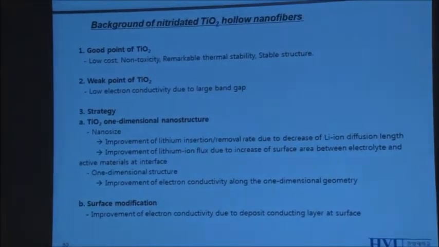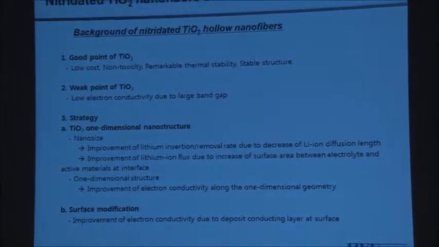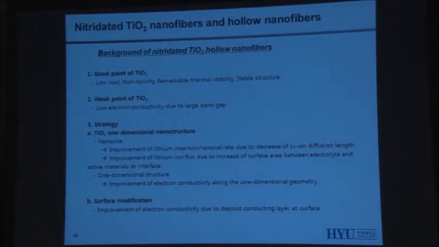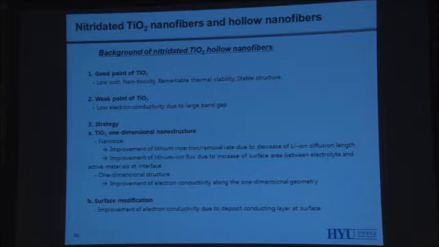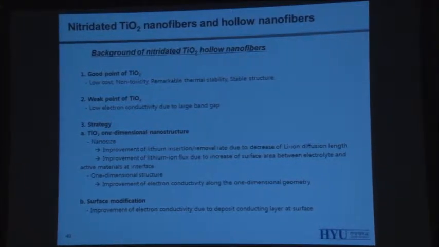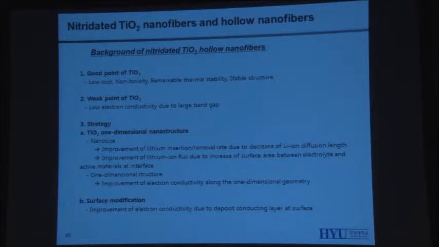And the third one is the TiO2 studies I will be showing you. Many people have tried to use titanium oxide as an anode material because it has very good stability. But the weak point of it is that it has a much larger band gap, so it has very low electron conductivity. To improve this electron conductivity, we use two strategies, two tactics, to overcome this low electron conductivity.